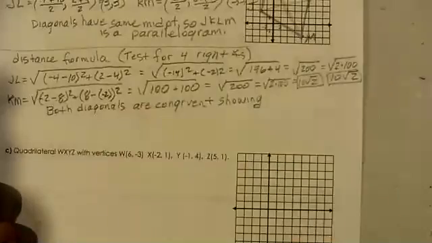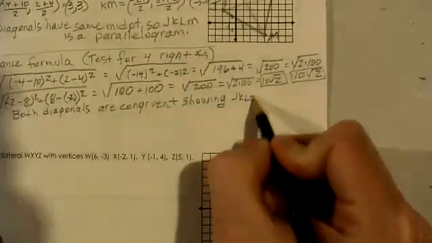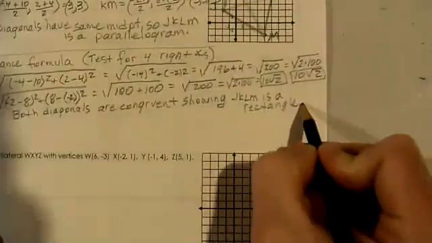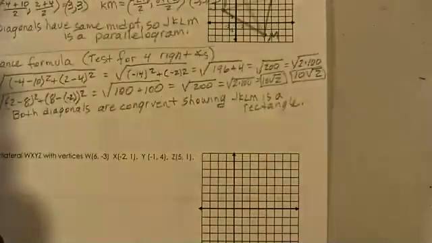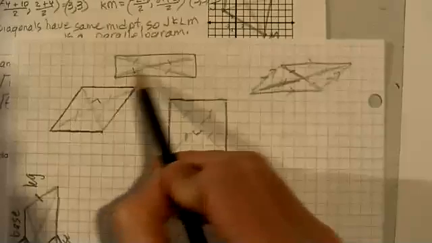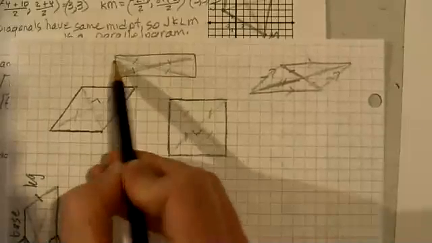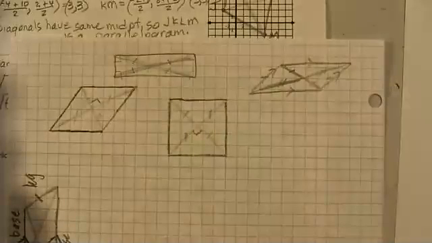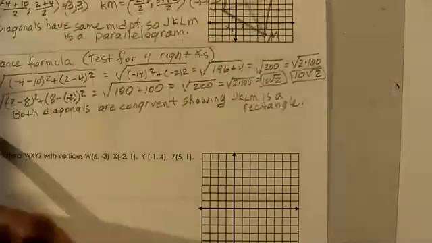And if the diagonals are congruent, it's showing JKLM is a rectangle. It has 4 right angles. If the diagonals are the same length, it has 4 right angles. Let's take a look at our quick picture that we drew the first day. If the diagonals are the same length, then it's going to have 4 right angles. That only happens in a rectangle. Remember, a square is a type of rectangle. All right.